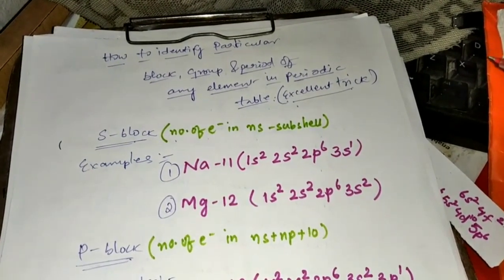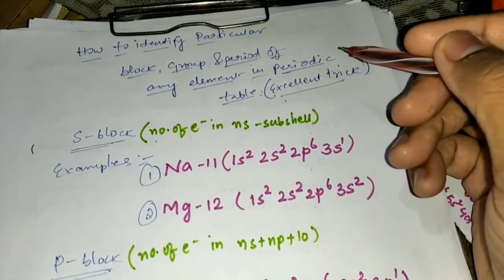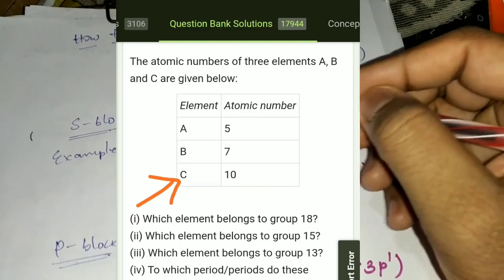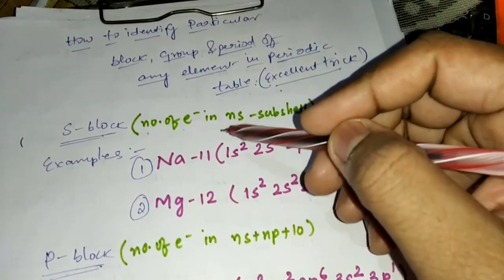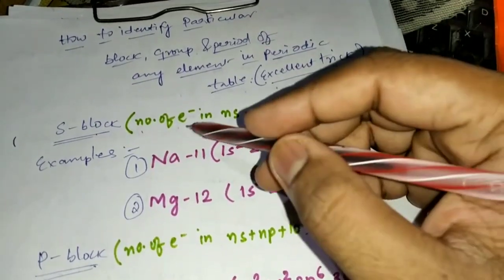In this tutorial I am going to discuss how to identify the block, period and group of any element in the periodic table. If in an exam any element is given to you and they tell you to find out the group and period number of that element, let us see how to find out that group number and period number of any element.